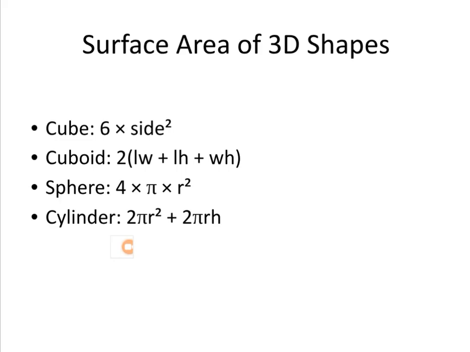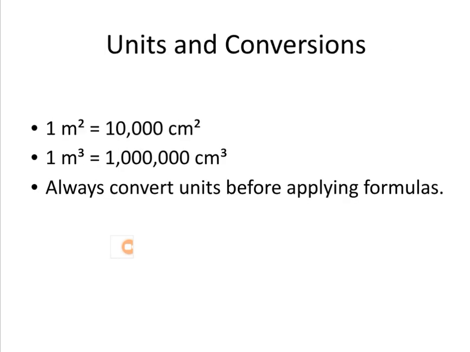Surface area of 3D shapes. A cube is 6 times side squared. A cuboid is 2 times (length times width plus length times height plus width times height). A sphere is 4 times pi times r squared. A cylinder is 2 pi r squared plus 2 pi r h.